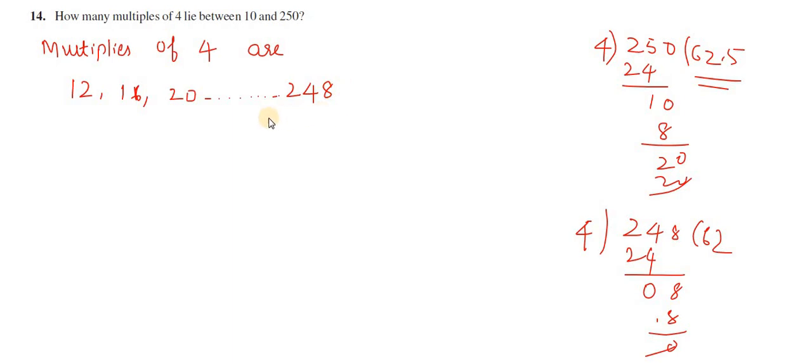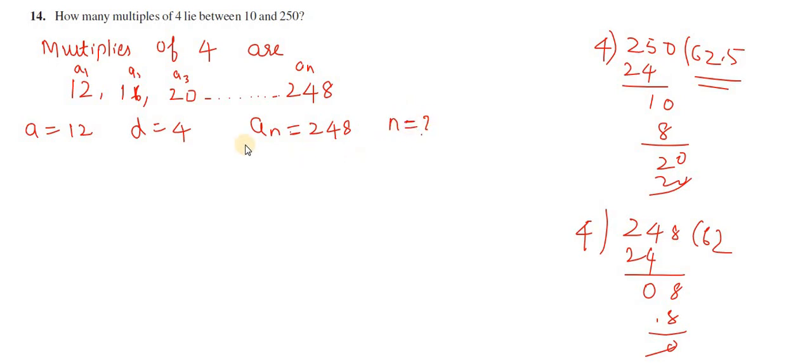Okay, so then what we can do is, here a is equal to 12, and d is equal to 4. You know how to get d: that is a2 minus a1. This is a1, this is a2, this is a3, and this is an. So 16 minus 12 is 4, 20 minus 16 is 4. So our common difference is 4. And also here an is equal to 248. And what we need to find is n.